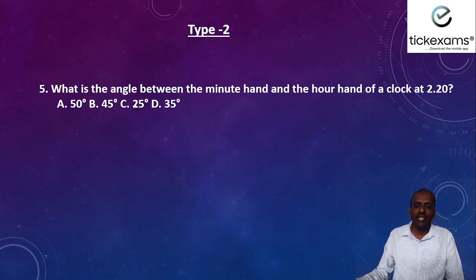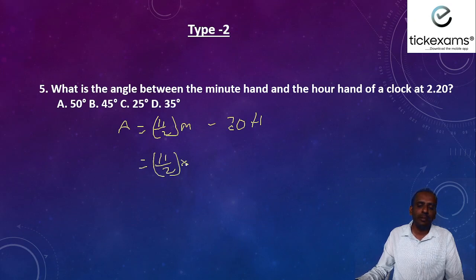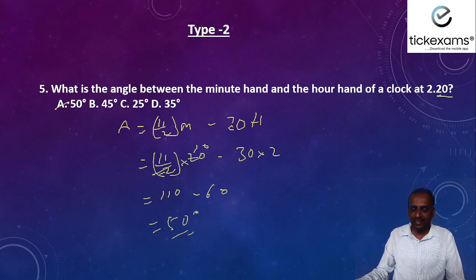What is the angle between the minute hand and the hour hand of a clock at 2:20? This is in the first half. So I'll say A is equal to 11 by 2 m minus 30 h. 11 by 2 into m, which is 20 minutes, is 110, minus 30 into 2, which is 60. So we get 50 degrees. Option A is the right answer.